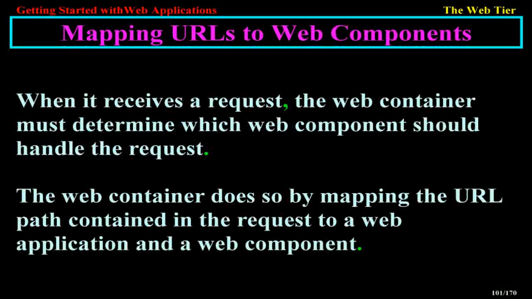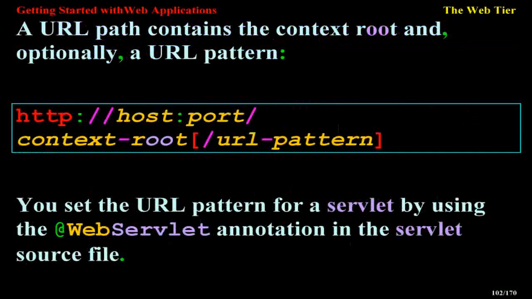The web container does so by mapping the URL path contained in the request to the web application and the web component. A URL path contains the context root and, optionally, a URL pattern. HTTP, host, port, context root, URL pattern.